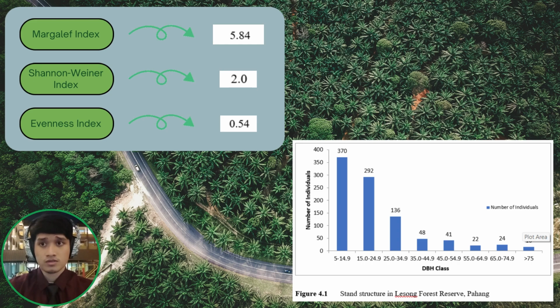Now let's focus on figure 4.1. The DBH class of 5 cm to 14.9 cm recorded the highest value with 370 trees involved. This is because the bigger trees, those with bigger diameter, are cut down as raw materials for goods and for safety purposes.